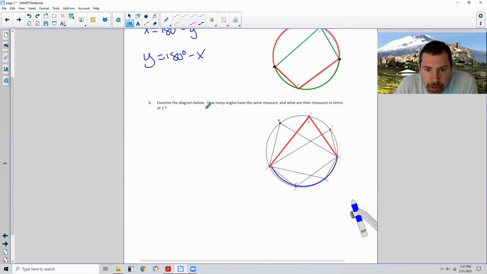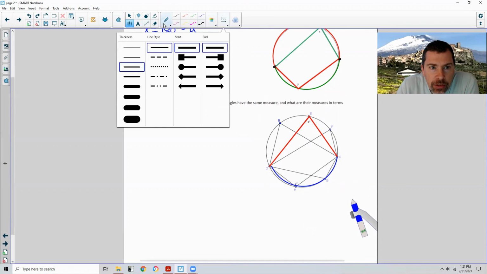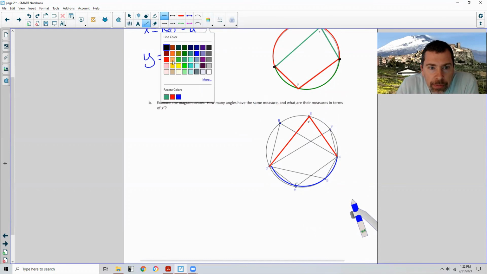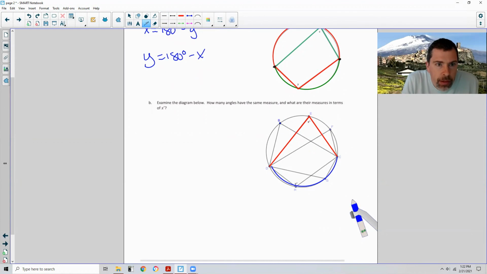Okay, so what they're asking in this problem is how many angles have the same measure? Well, in order for those angles to have the same measure, they have to intercept that same blue arc that goes from C to D. So let me change to green. So I can see that B goes out to C. So if I draw a segment from C to B and a segment from D to B, you can see this green arc intercepts that blue. So angle CBD. It says how many angles have the same measure and what are the measures in terms of x degrees? So the measure of angle CBD equals x degrees.